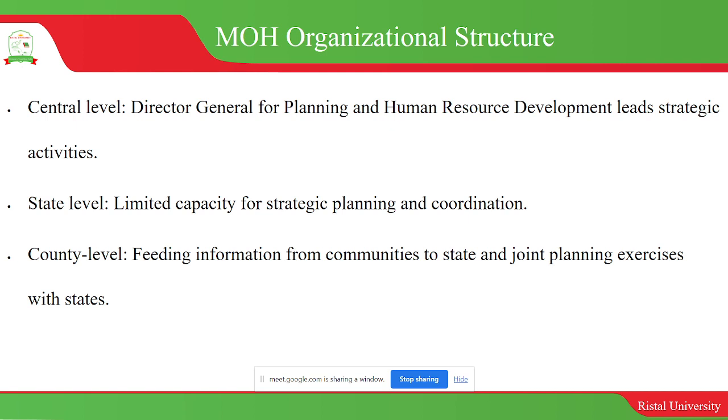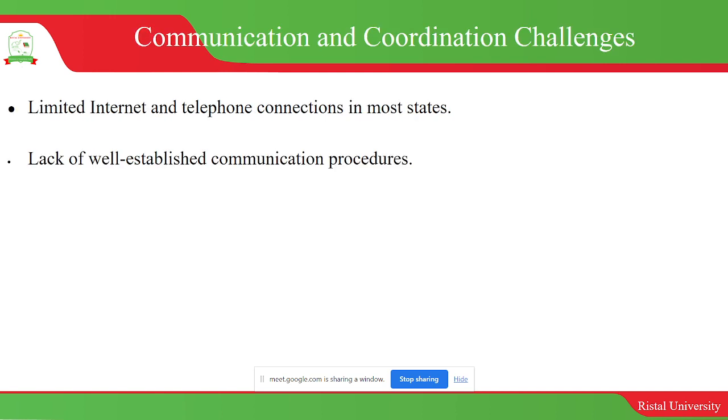Okay, so at different levels, below the National Ministry of Health, we also have the State Ministry of Health, and then also the county level health structures that are very important in managing state and county health activities. The challenge in coordination of these organizational structures is that there is lack of sufficient internet penetration and telecom connections in most states. And this makes it very difficult to have coordinated communication.